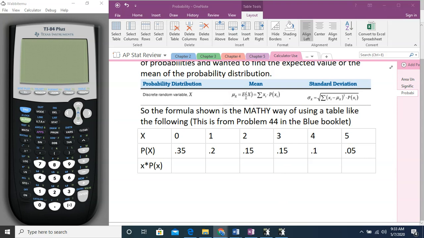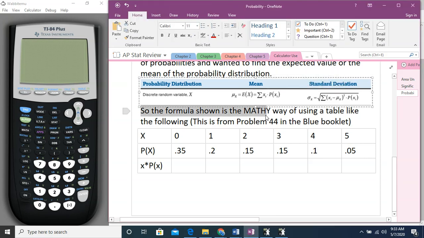We have mu sub x equal to the expected value of x, which is equal to the summation of x times p of x. So basically we're saying we're going to take the value. Remember, we've done this in class a few times. The value of an entry times the probability of that entry happening.